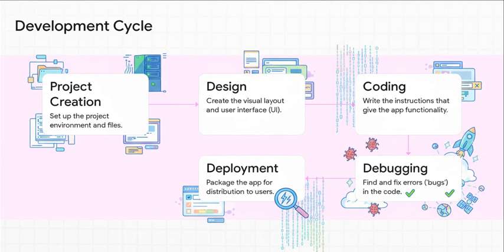You start with project creation, which is just setting everything up. Then you move into design, where you figure out how the app will work and look. After that, you get to the heart of it, coding, where you actually write the instructions. But code is never perfect on the first try, which leads us to debugging and testing, the all-important hunt for errors. And finally, when it's all good to go, you deploy it, sending it out into the world.